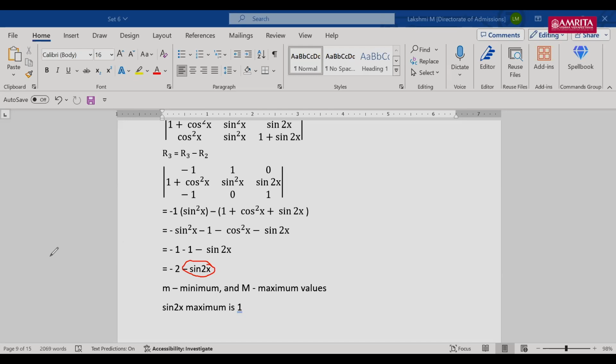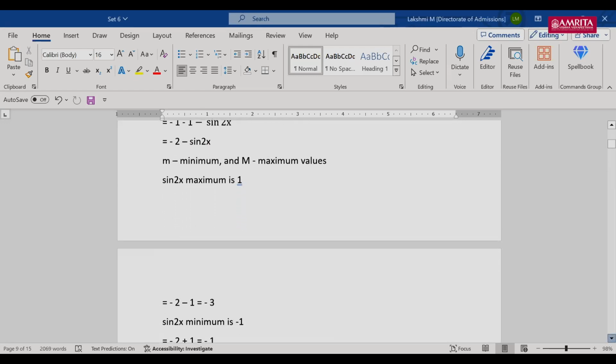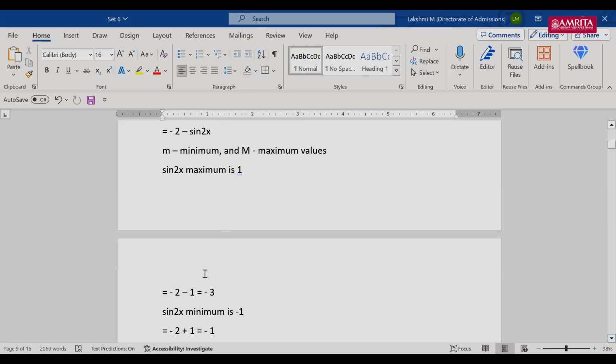The maximum and the minimum value will completely depend upon the value of sine 2x. So for sine 2x, maximum is 1, right? So minus 2 minus 1, that is minus 3. And the minimum is minus 1. The minimum value will be of the value of minus 1, sine 2x.